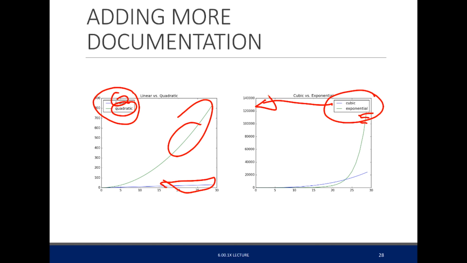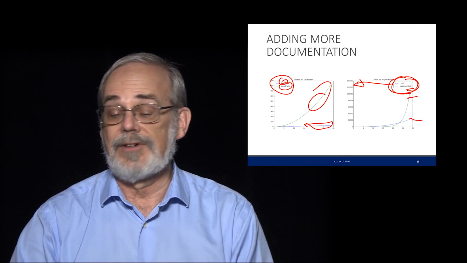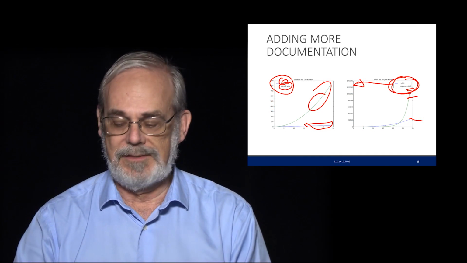It might have been better to put it over there, but we leave it up to Pylab to decide where to place it. And again, now I know that this is the cubic and that is the exponential because the legend tells me that right there. So that's great. I can start adding more information to the plots that I'm using.